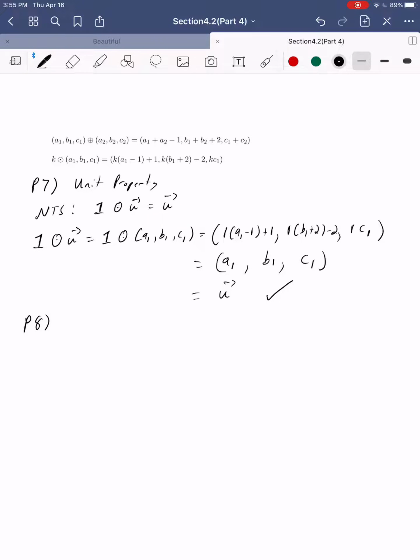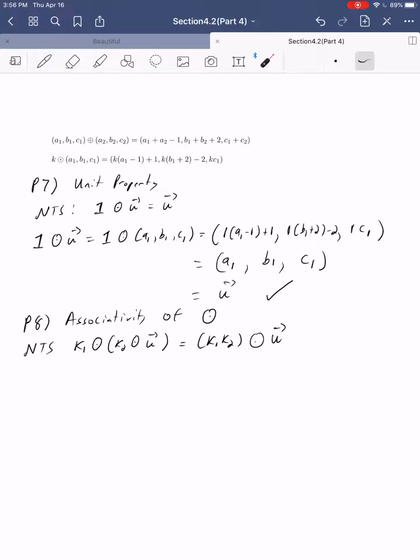All right. Property 8, we have to show the associativity of this scalar multiplication operation. So we need to show that if we do k1 scalar multiplied with k2 scalar multiplied with some vector u, then that is the same as multiplying k1 and k2 just directly, and then taking the result and scalar multiplying that with u. Once again, this looks like it's going to be a little bit more complex because we're going to have to do a lot of operations here. So let's just go ahead and do a left-hand side, right-hand side approach again. So left-hand side, what is k1 scalar multiplied with k2 scalar multiplied with u?